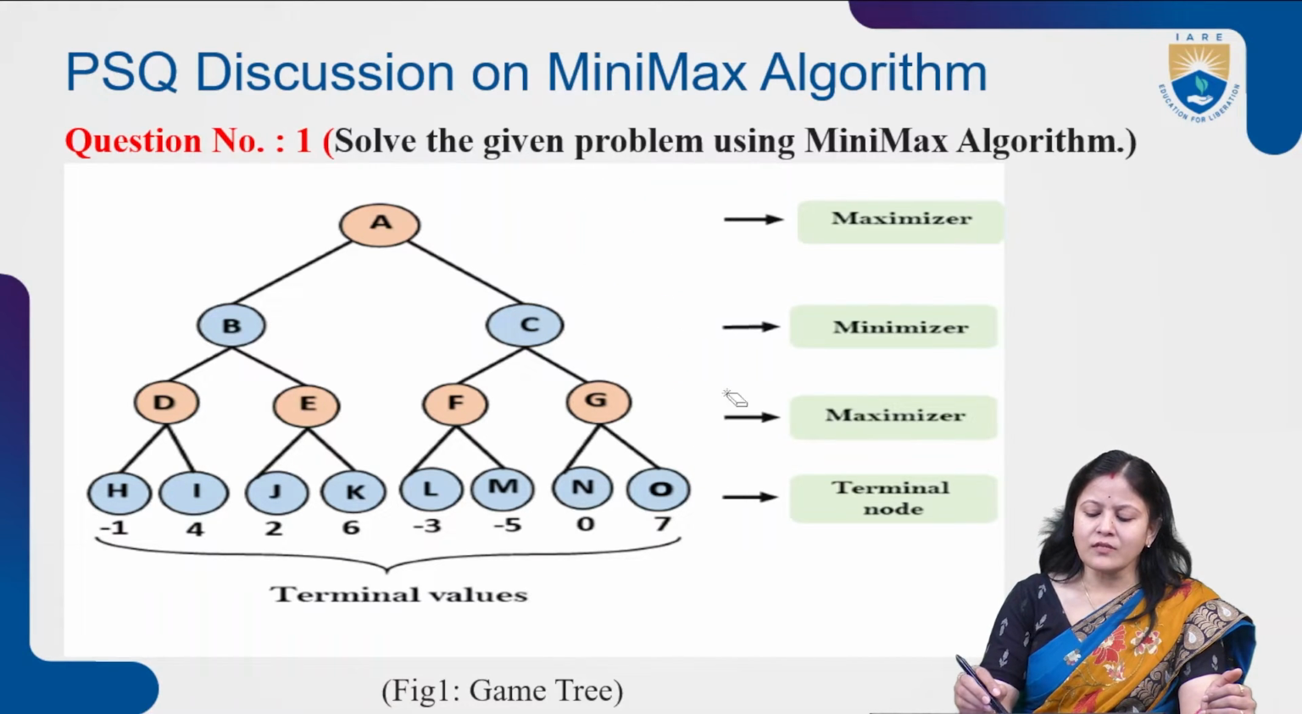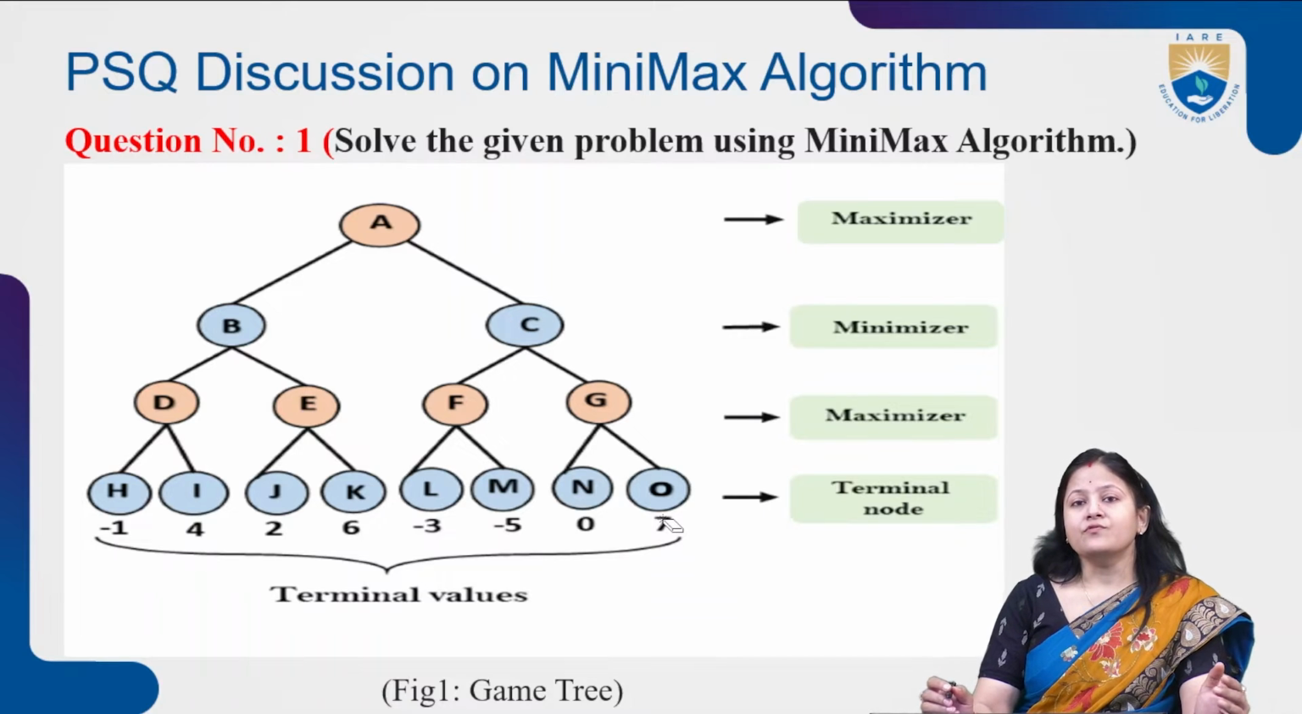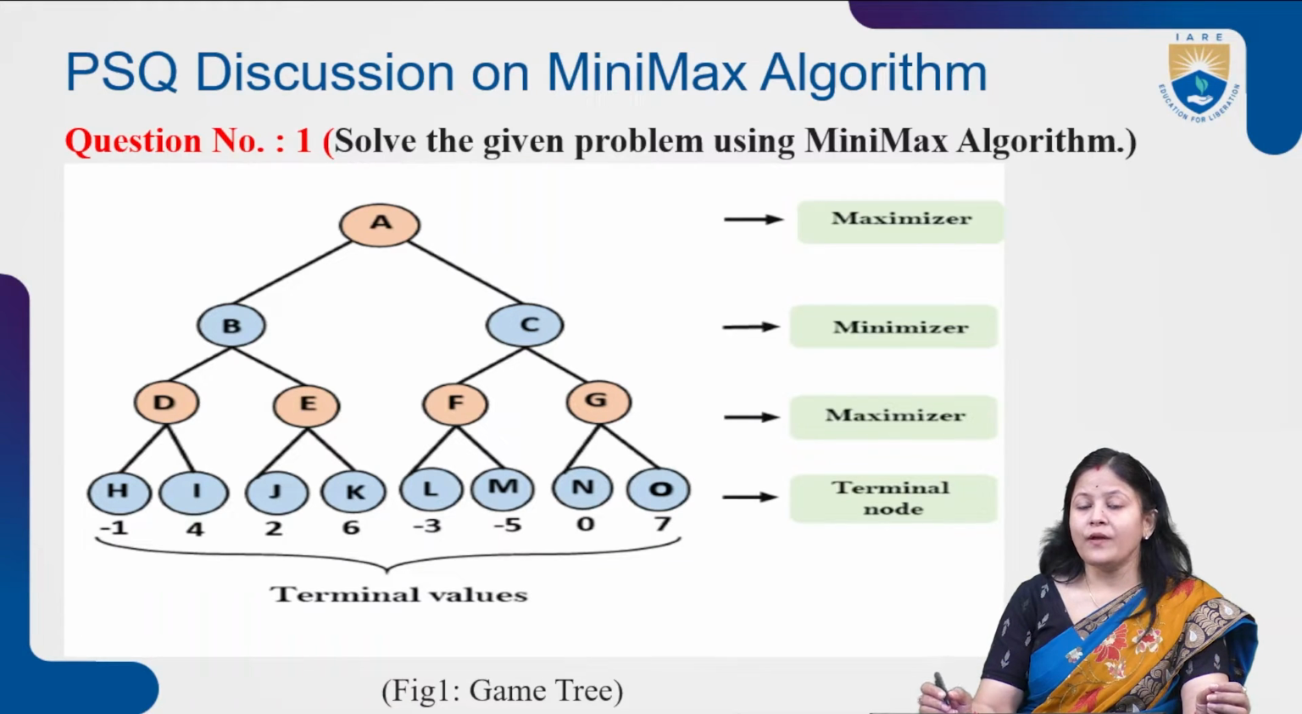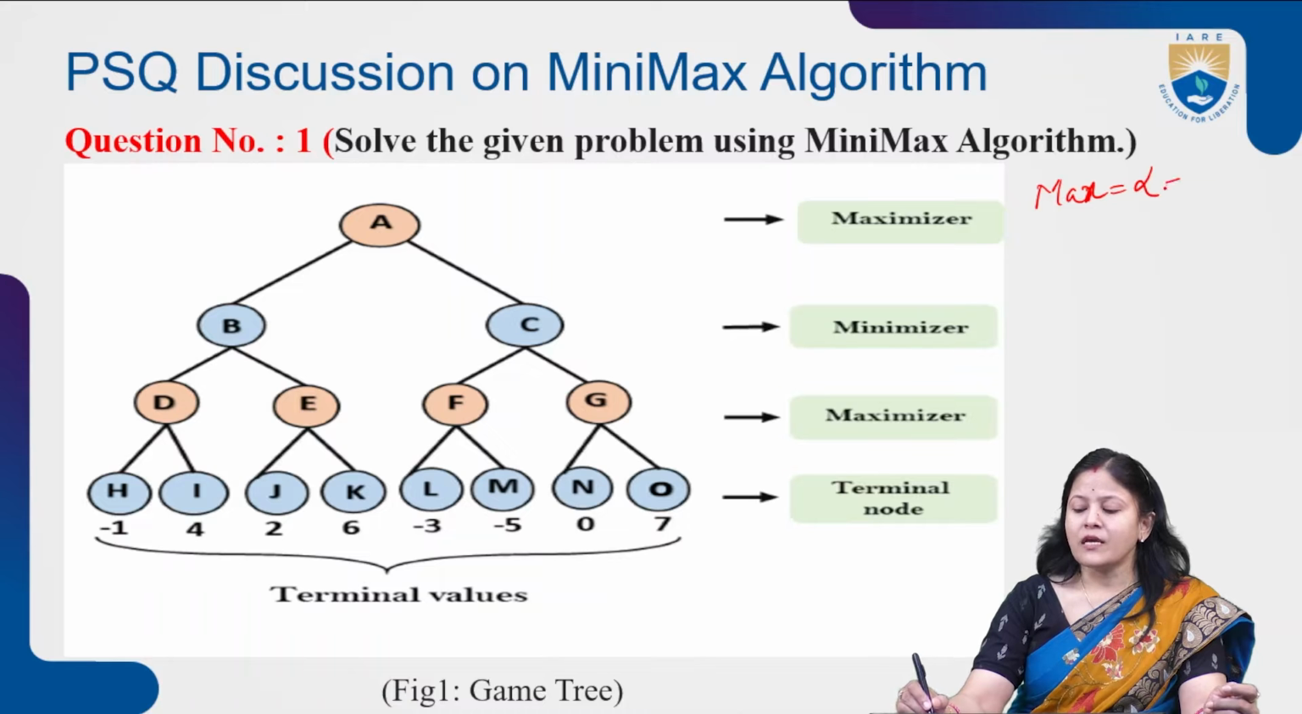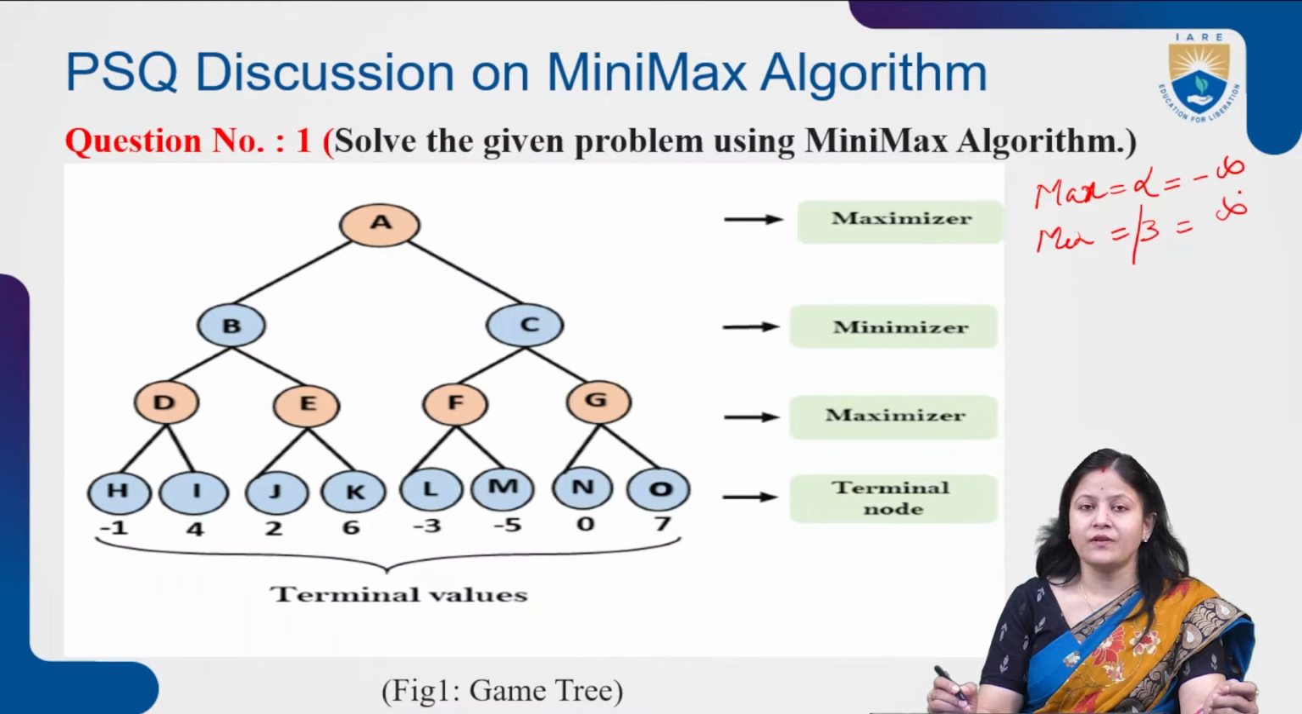Now let us solve this problem. As it is a two-player game, we are considering two threshold values. For the max player, we take the threshold value alpha, whose worst case value we can consider as -infinity, and for the min player, we take the threshold value beta, whose value is considered as +infinity.